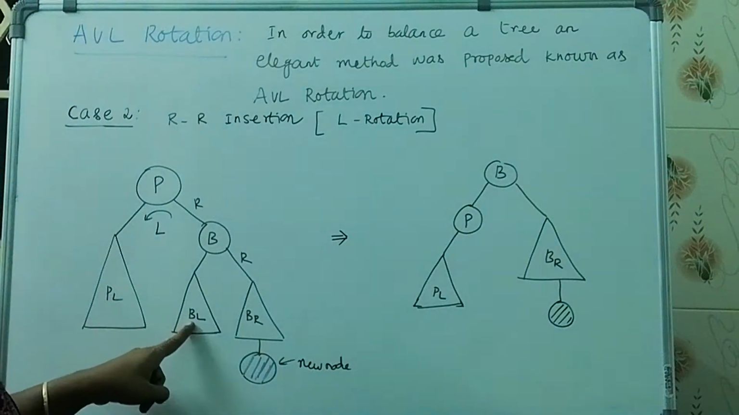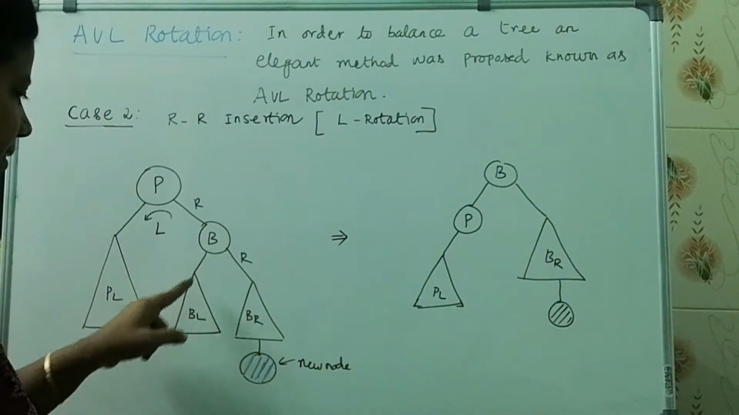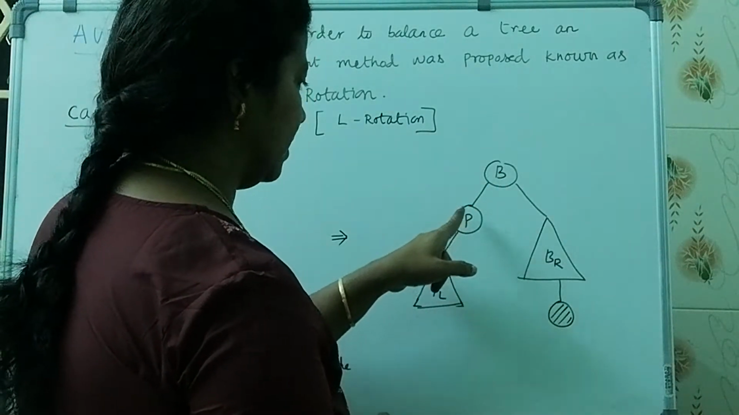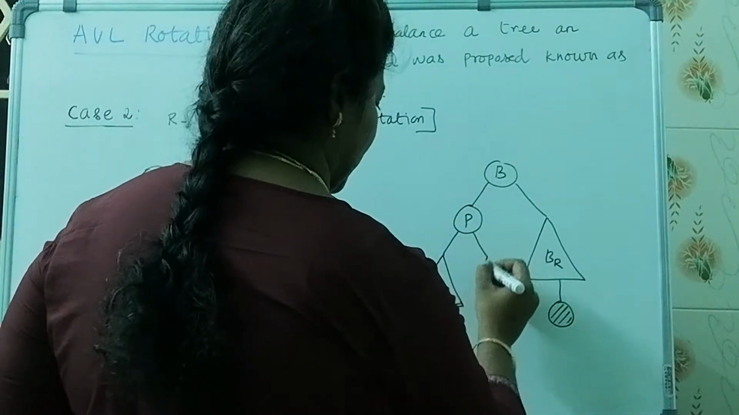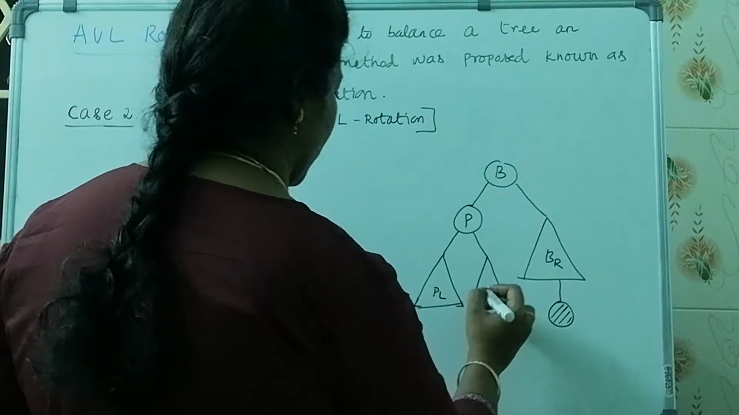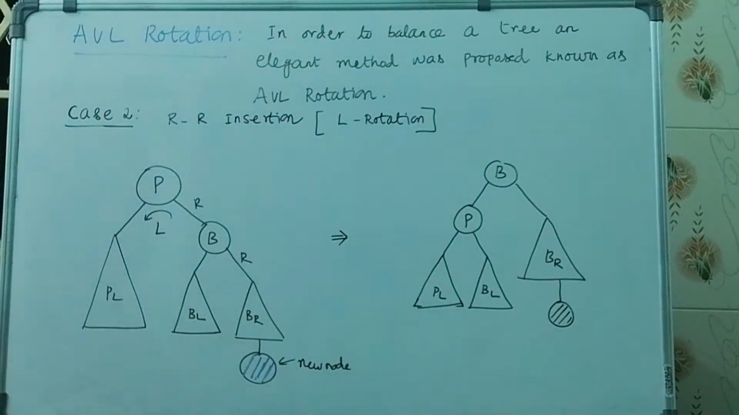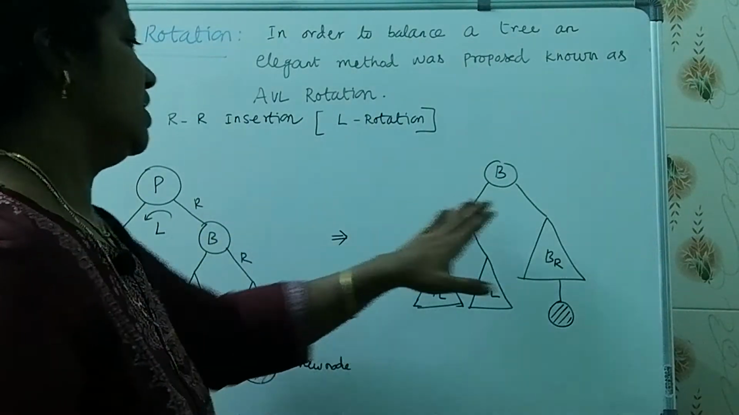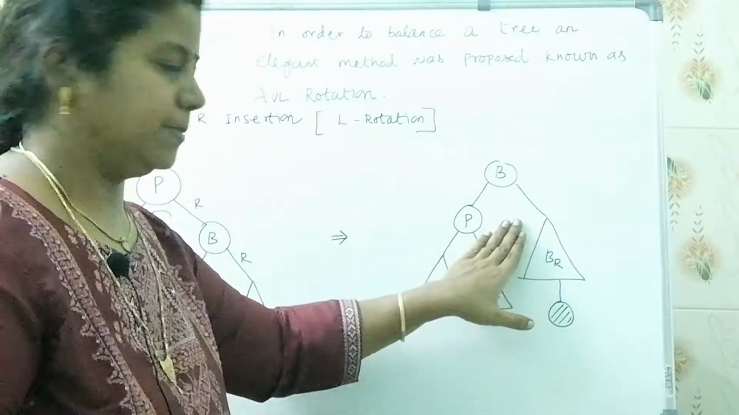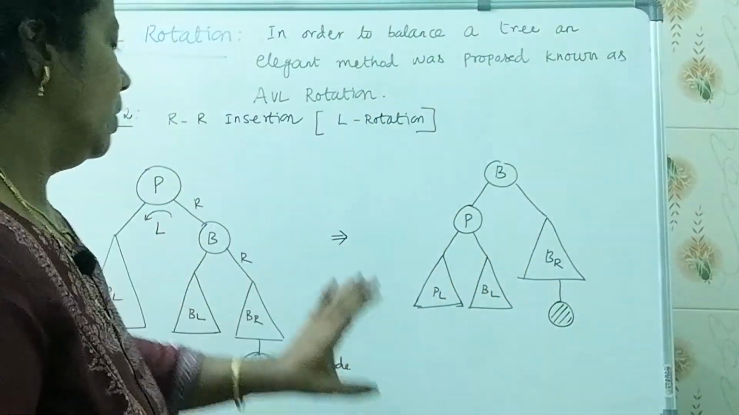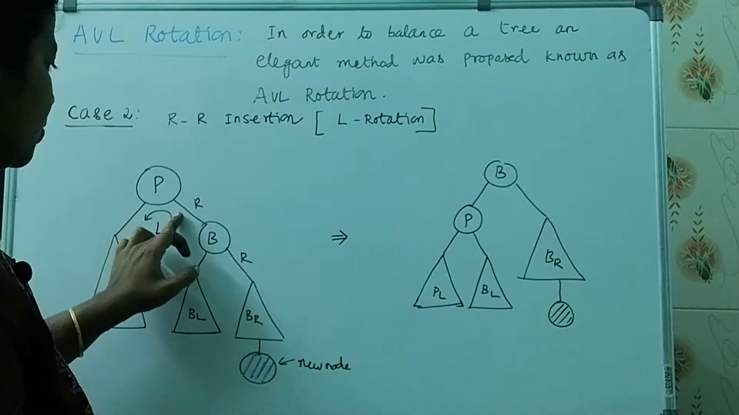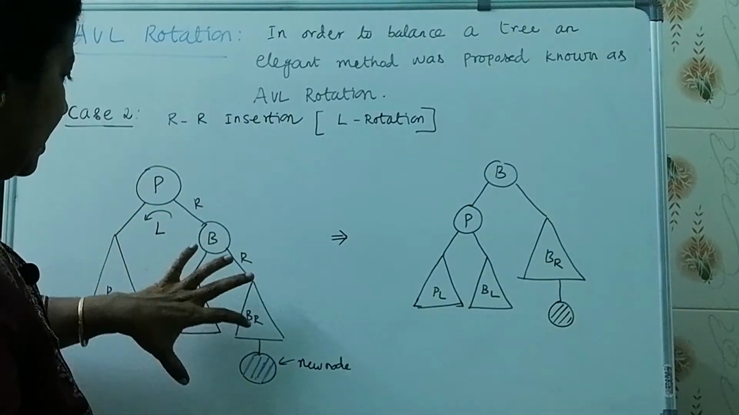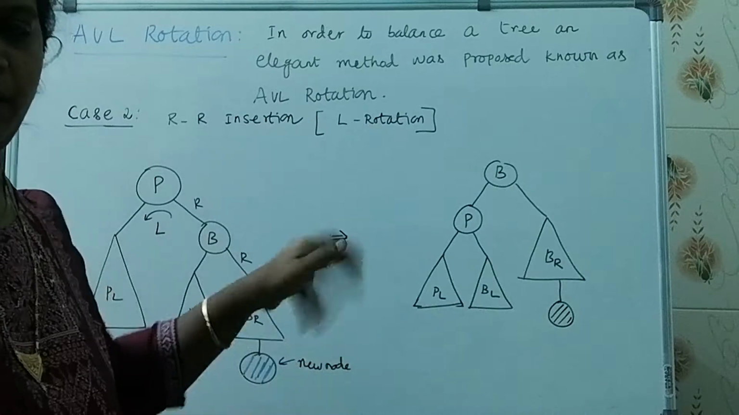Where does this BL go? Note down, BL is lesser than B but greater than P. Okay, so lesser than B, greater than P. So we have safely inserted all the left subtree of B in this position. Now you see, after applying the single left rotation, the tree maintains the balance. Okay, so this is the solution whenever a new node insertion happens to the right of the node P and then B. In that situation, we have to apply the left rotation.